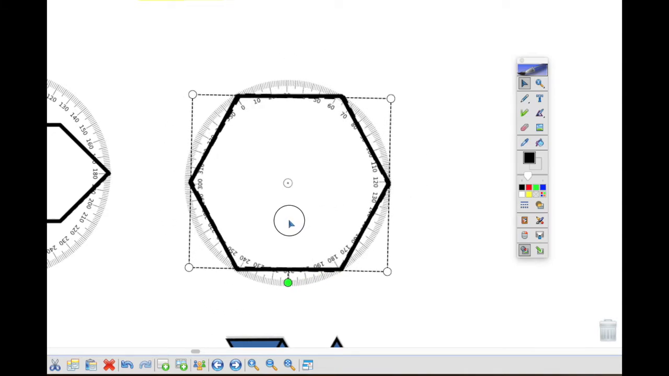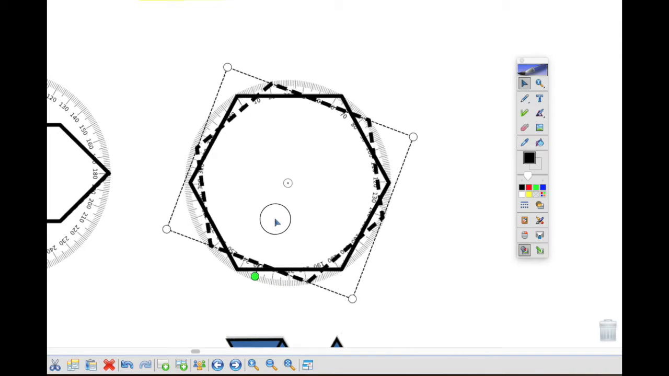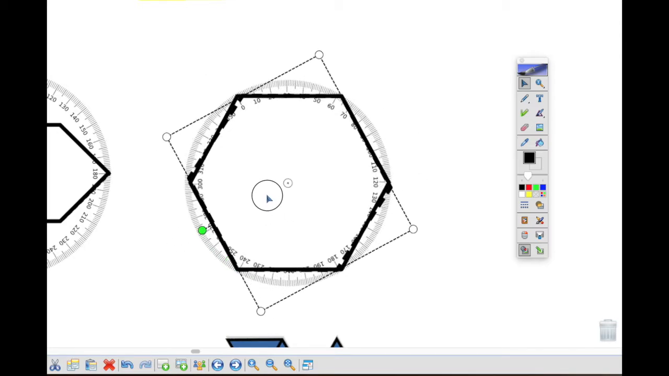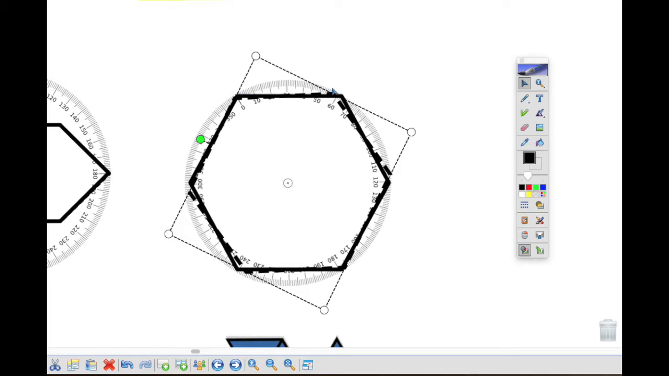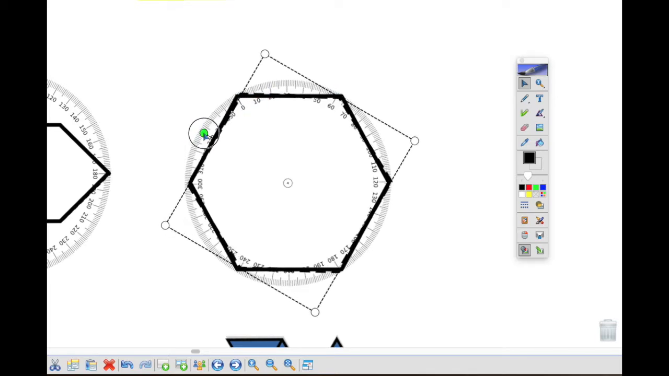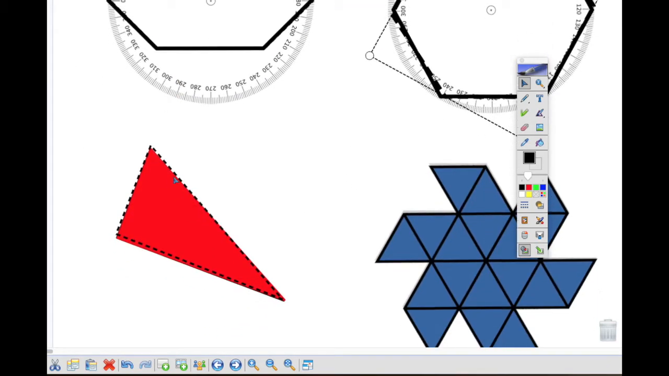So it is symmetrical. And how many different ways can I make it symmetrical? You can make it symmetrical if you move any of the corners on top of each other, and there are 6 corners. That means that there are 6 different ways, 6 different rotations that could make this symmetrical for the first 360 degrees. Okay, let's look at this triangle.